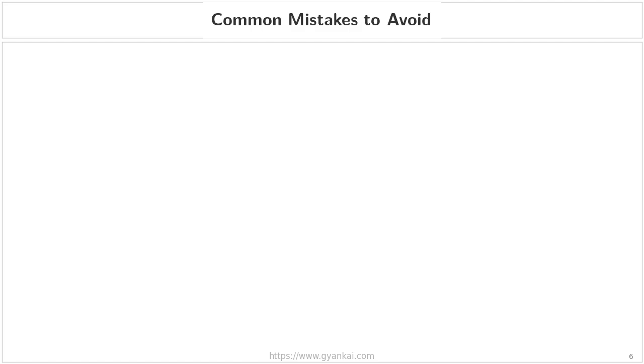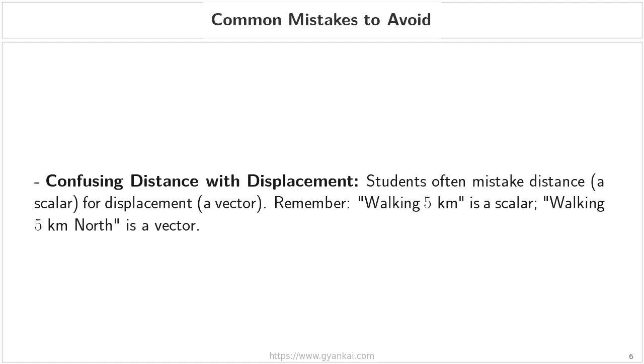Common mistakes to avoid. First, let's talk about the confusion between distance and displacement. This is a classic mistake. Remember our discussion on scalars versus vectors from earlier? Distance is a scalar. It only tells us how much ground was covered, like saying, I walked 5 kilometers. However, displacement is a vector. To make it a vector, you must include the direction, such as, I walked 5 kilometers north. Without that direction, you haven't fully described the displacement.